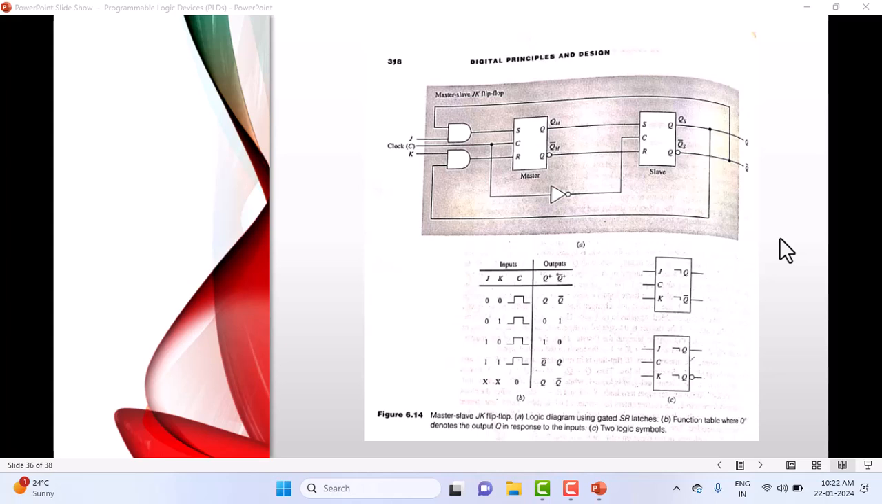Yes, the feedback is coming from here. From Q bar, we take feedback and connect back to the SR flip-flop through the AND gate. You can see, this is coming from where? It's the Q bar which comes here. And look at the other input for the second AND gate. It comes from the Q. We take output from here and connect this back to this.